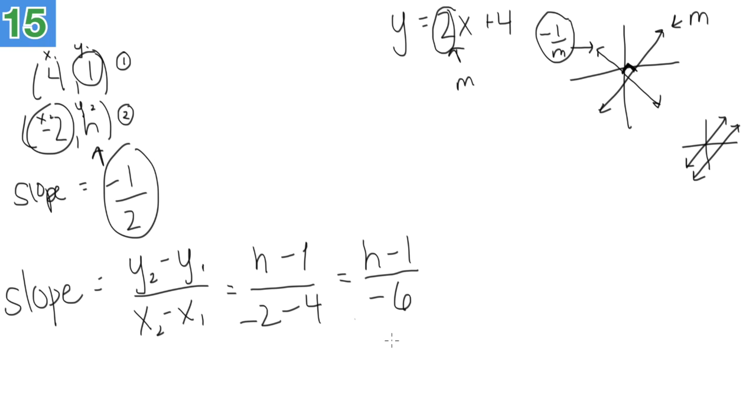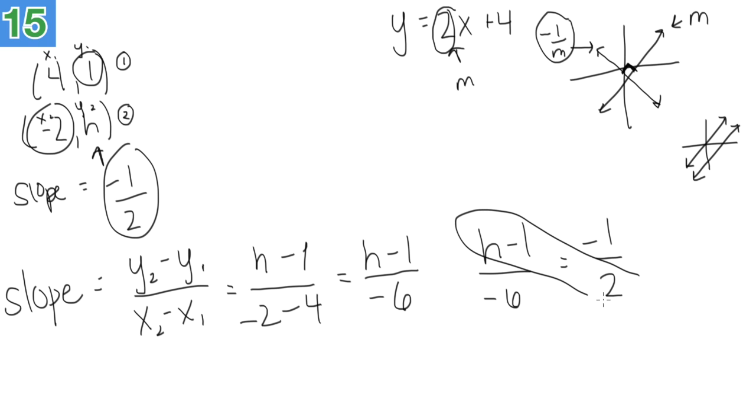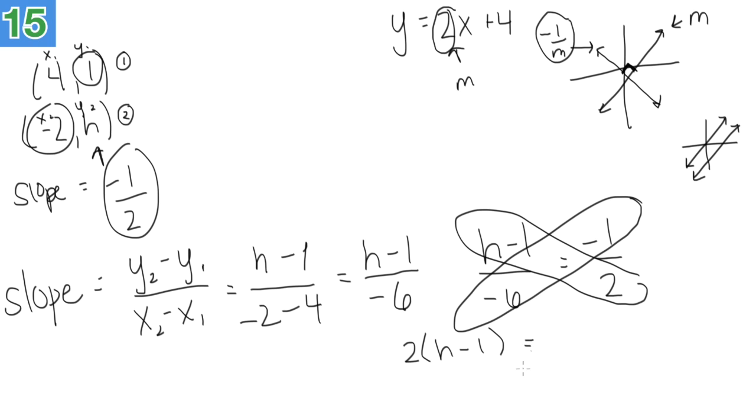Now, this is what we know is the slope of these 2 points. We also know their slope is -1/2. So now we can set this equal to -1/2 and then solve for h. So when you have two fractions that equal each other, I always just like to cross multiply to get rid of the fractions because they can be hard to work with. So 2 times h minus 1, let's put that in parentheses so we don't forget to distribute. And -6 times -1 is what? 6, right? Negative times negative is positive.